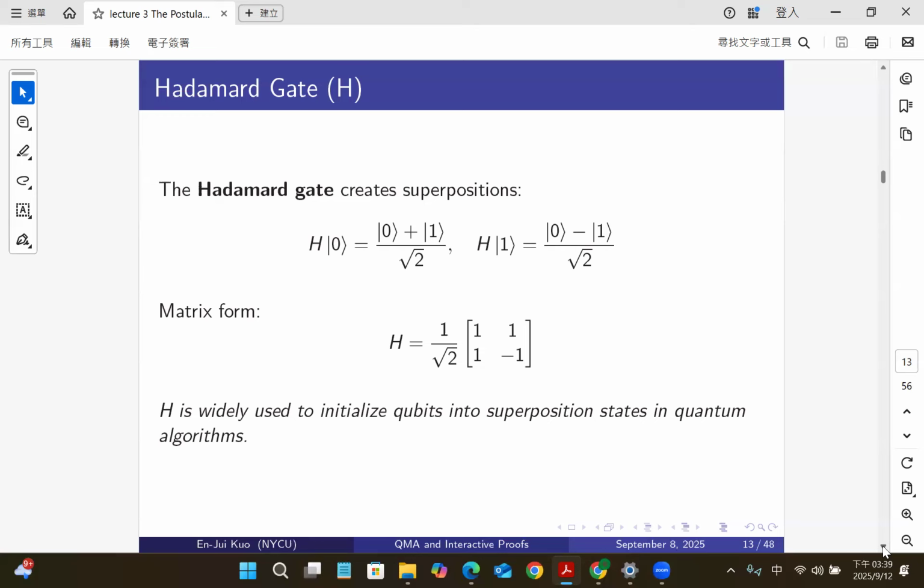Right? So that means that (0 plus 1) divided by square root 2 and (0 minus 1) divided by square root 2 are eigenstates, or eigenvectors, for x. So these are eigenvectors for x. So this H somehow transforms the eigenvector for z in terms of eigenvectors of x. So indeed, this H will transform between x and z.